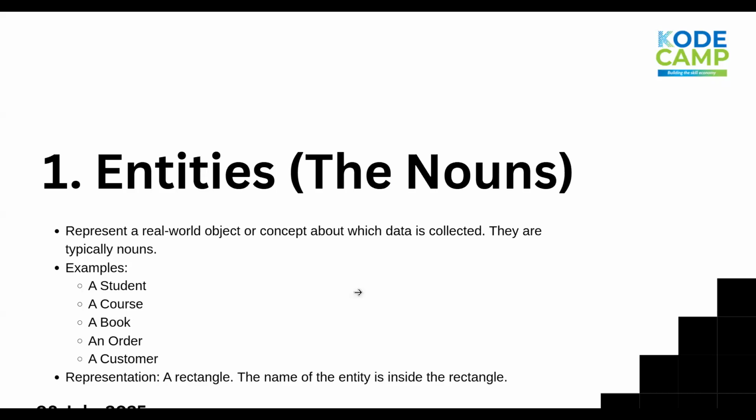Okay, so these represent a distinct real world object or concept, and their representation is very simple, just a rectangle with the name of the entity clearly written inside, usually in singular form. For instance, we have the student. So let's go to, I'll be making use of draw.io.